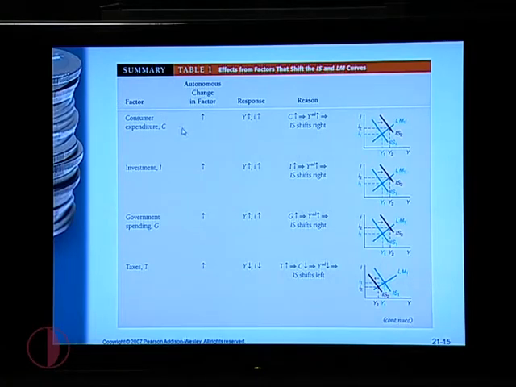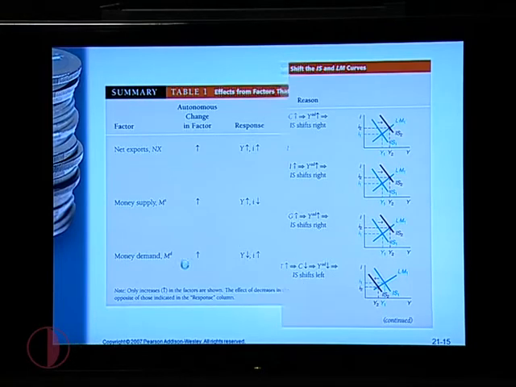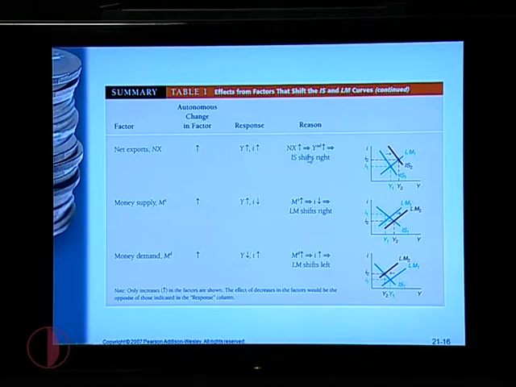This is just a summary of it. When consumer expenditure increases, output increases and the interest rate also increases. The reason is that consumption increases, aggregate demand increases, and the IS curve shifts right. Investment, when it increases, output increases and the interest rate increases, because aggregate demand increases and the IS curve shifts right, and so on. But taxes go the opposite way. Net exports also have a positive relationship.